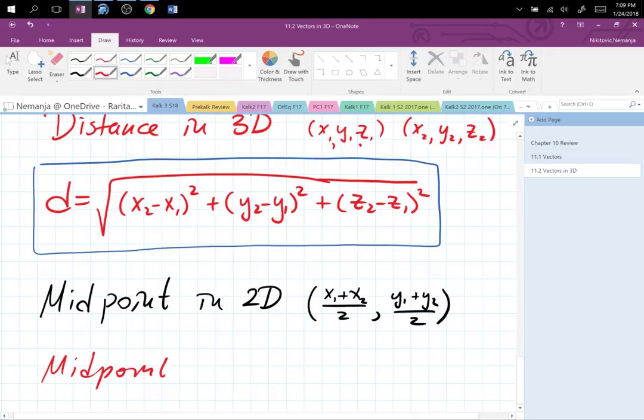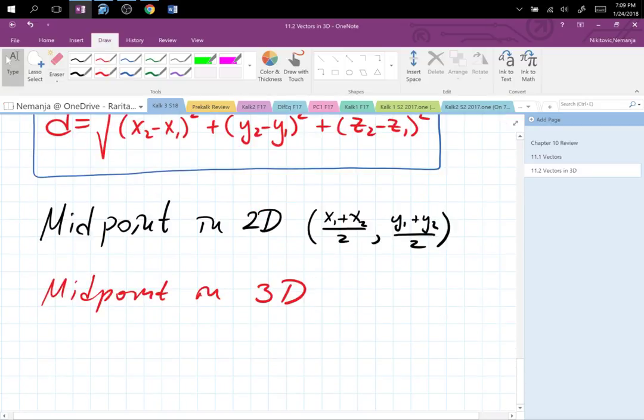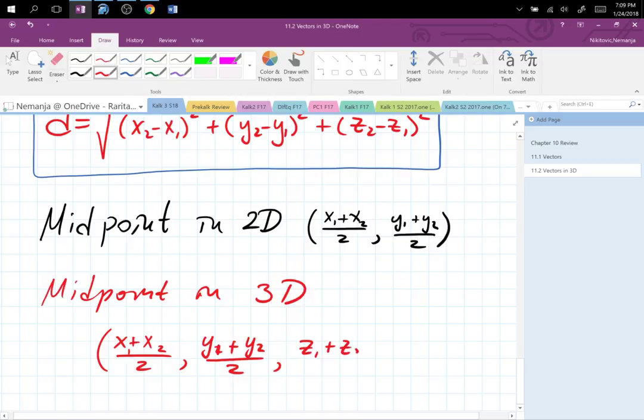Midpoint in 3D. What's the midpoint in 3D? Same thing with adding the z into the mix. So just add the average of z's. So average of x's, average of y's, and average of z's.